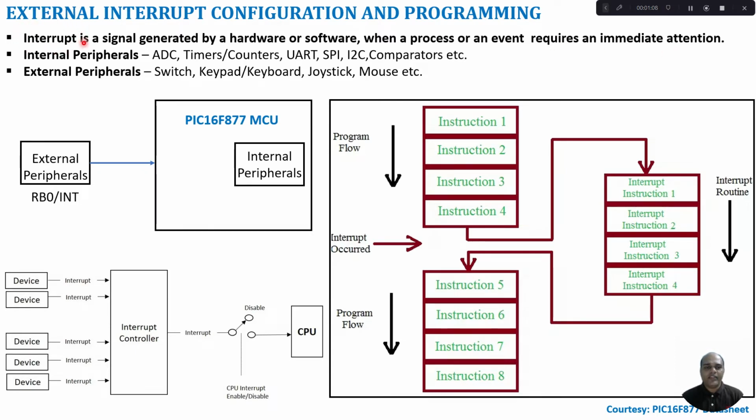As I said, in hardware mode, interrupts can be due to internal peripherals or external peripherals. Internal peripherals are the many peripherals inside the microcontroller itself, like ADC, timers or counters, UART, SPI protocol, I2C protocol. In a few microcontrollers, we have comparators also. In PIC16F877, we don't have a comparator, whereas we have other peripherals inside. We can also connect external peripherals like switch, keypad, keyboard, joystick, mouse, etc.